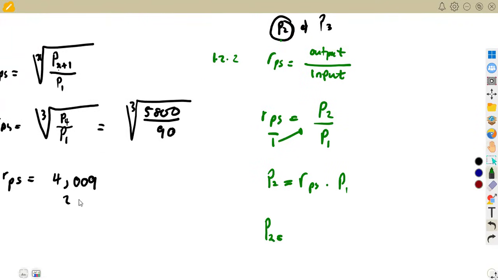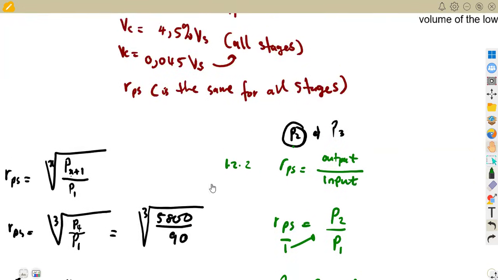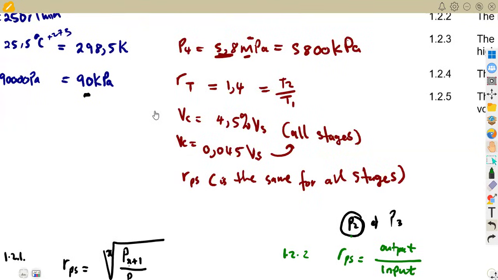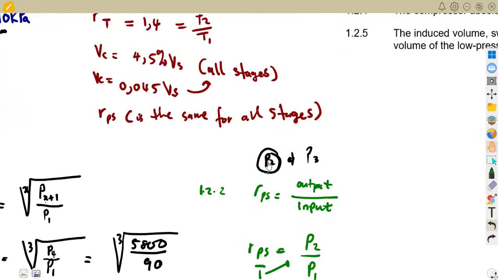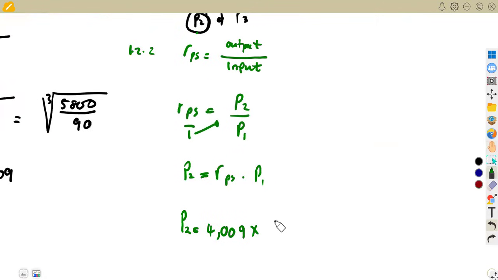So it's just a matter of substituting in order to obtain P2. P2 is going to be the pressure ratio that we calculated here, 4,009, times P1. What is the value of P1? We are given the pressure P1 as 90 kilopascal. Remember, our values are to be given in kilopascals, so you multiply by the value that is already in kilopascals, because the answer is needed in kilopascal. This gives you something like 360,81 kilopascal. We have P2.